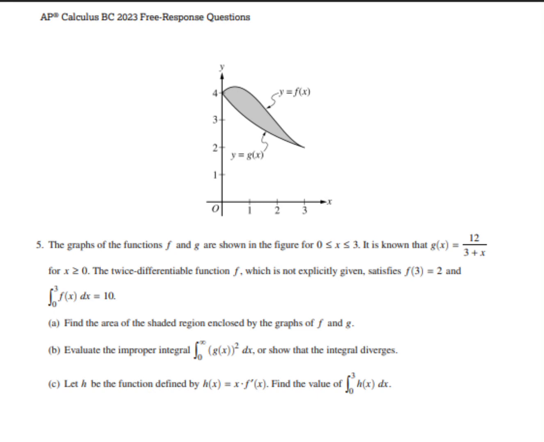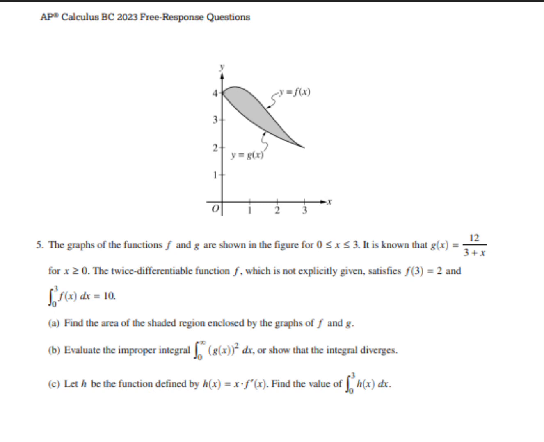It says the graphs of the functions f and g are shown in the figure for 0 to 3. It is known that g of x equals 12 over 3 plus x for x greater than 0. The twice differentiable function f, which is not explicitly given, satisfies f of 3 equals 2, and the integral from 0 to 3 of f of x dx equals 10.